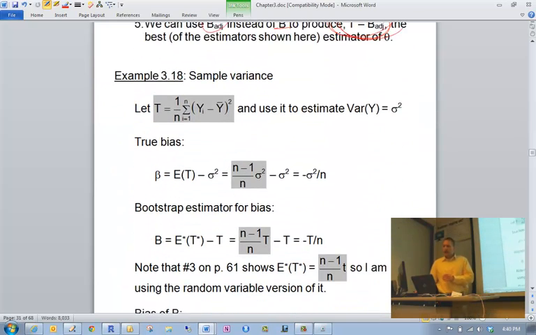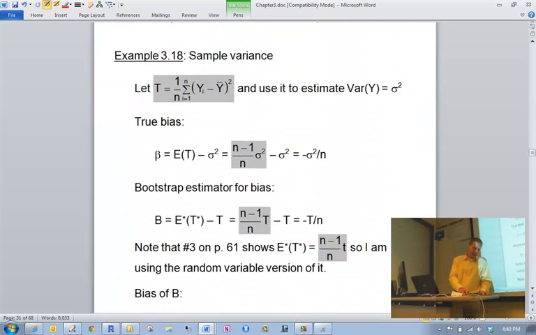Let's take a look at an interesting example. I like this example. This comes from the book. This deals with the sample variance. Once again, we have this biased sample variance. Well, in this particular case, we can actually have a nice little closed form expression for what the bias would be of this sample variance. So, the true bias, beta, is the expected value of T minus sigma squared.